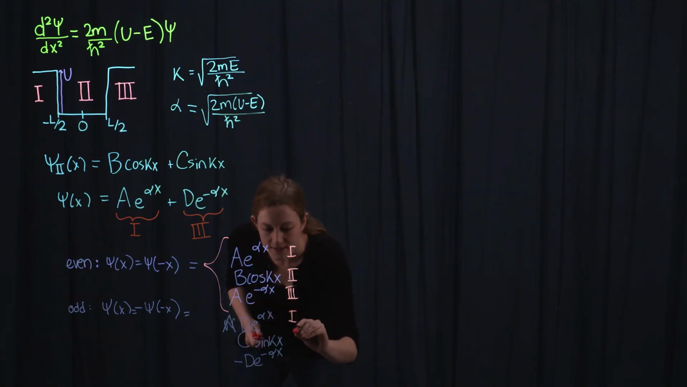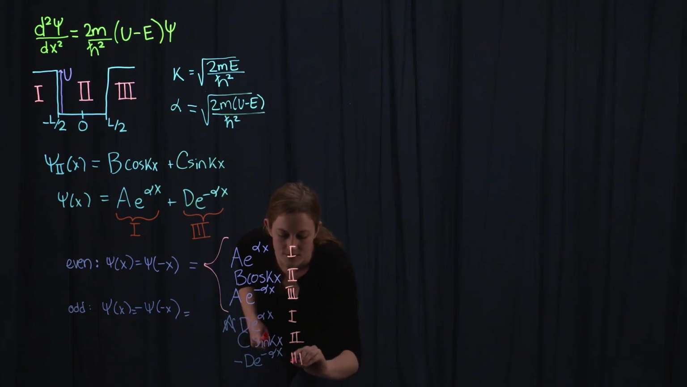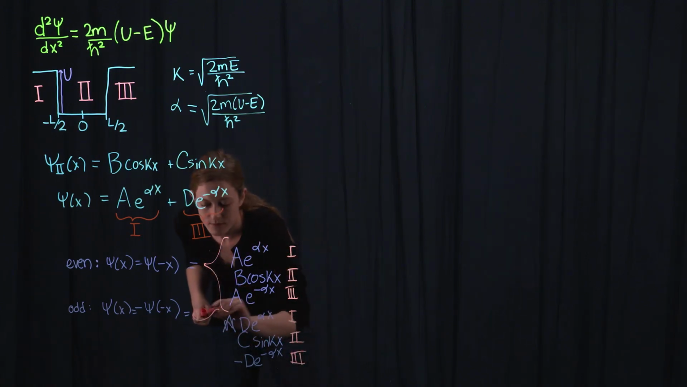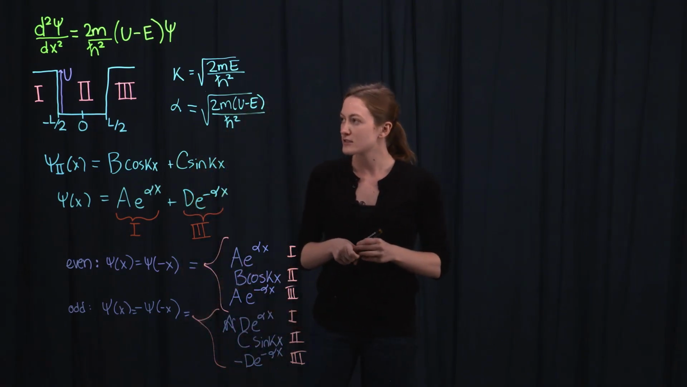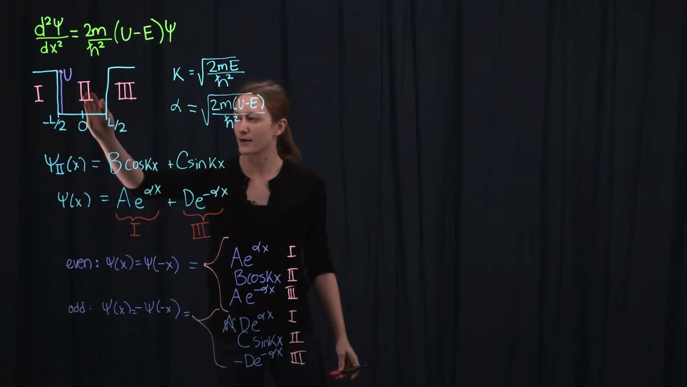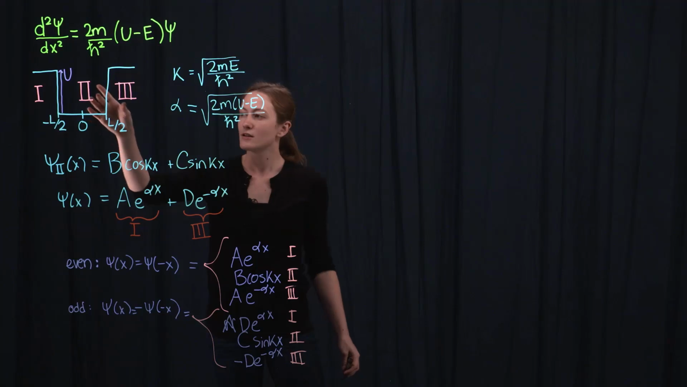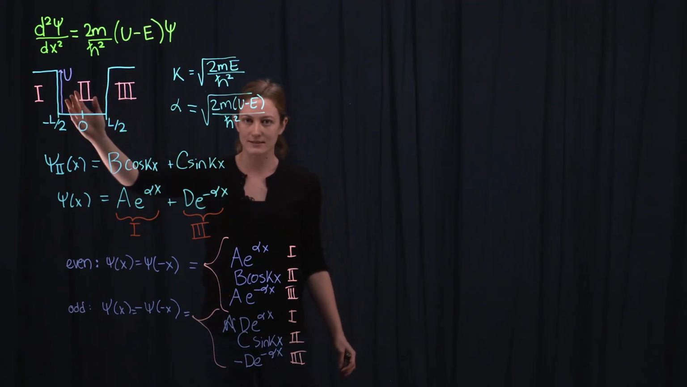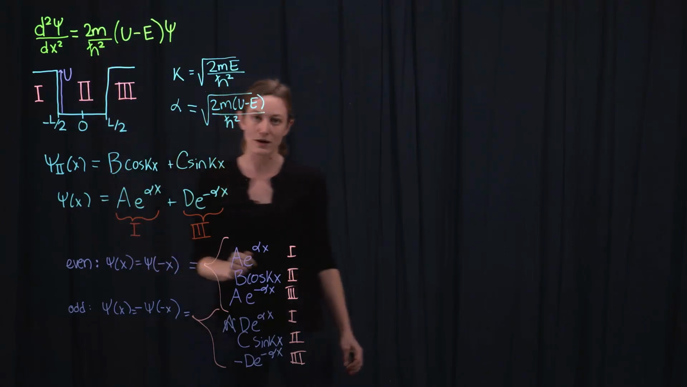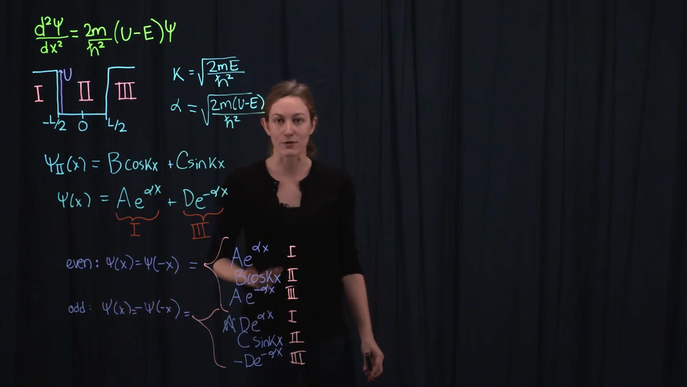So actually, it had to be the case that we could only get even or odd solutions for this system, and that's because the potential itself is symmetric about x equals 0. The potential satisfies U of x equals U of minus x. It has the symmetry about the center of the well. And this actually implies that we could only get even or odd solutions like this for the wave function.